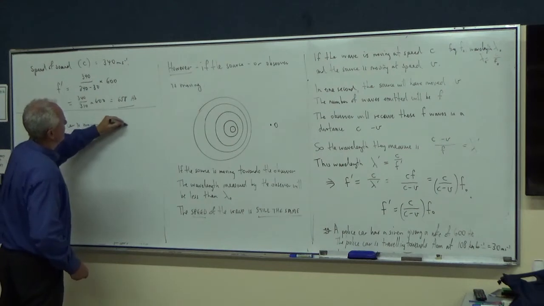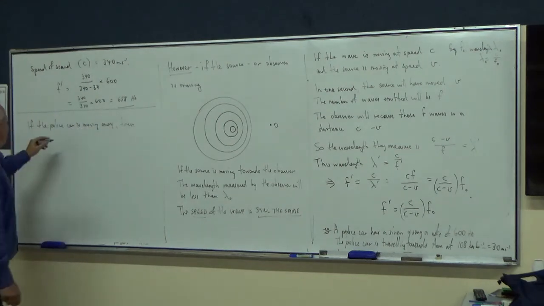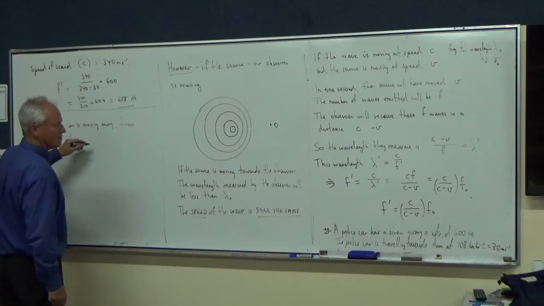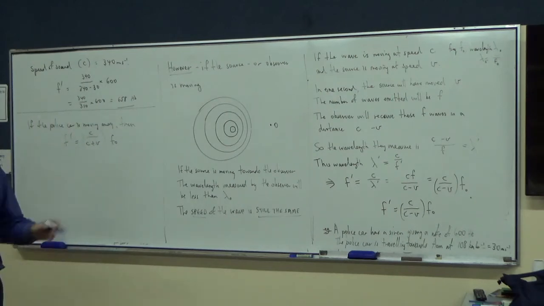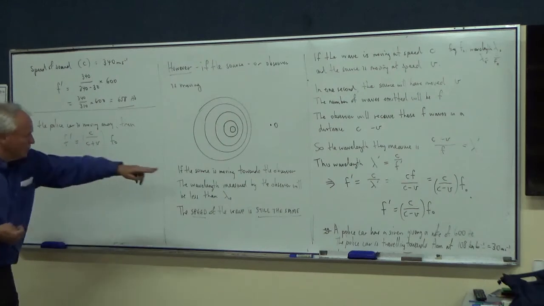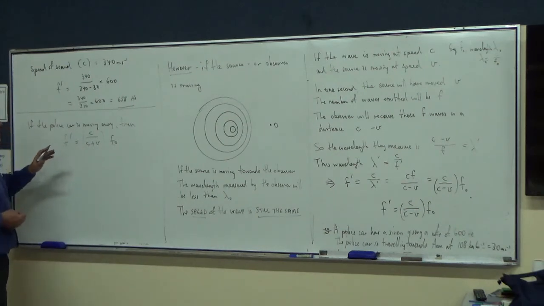is moving away, then f dash is equal to c over c plus v times f naught. And it's really hard to know whether you're using the minus or the plus, but just what makes sense. If it's coming towards you, you're getting a higher frequency, so therefore the bottom line is smaller. If it's moving away from you, then the frequency has gone down.